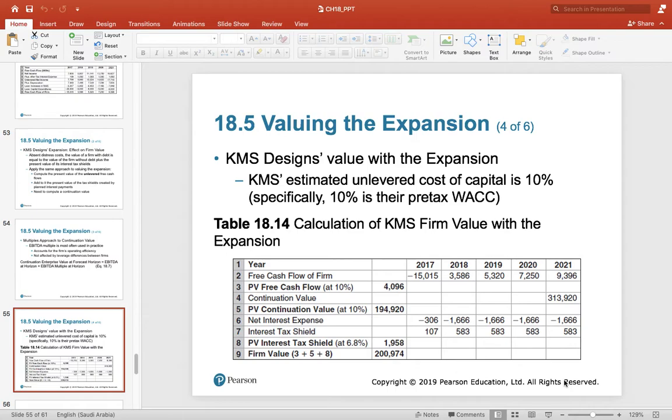Present value of tax shield at 6.8%, 1958. 6.8% is the bond interest rate. So 1958 is the present value of interest tax shield. Firm value is equal to 4096 plus 194,920 plus 1958, which is equal to 200,974. That is the value of the company.